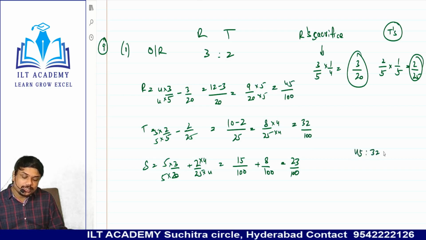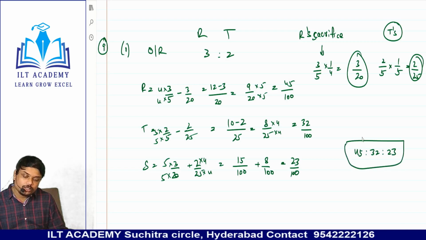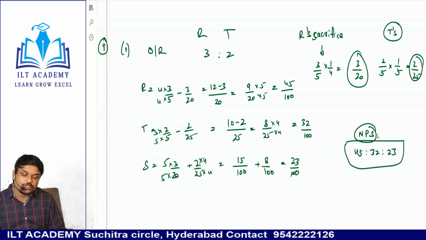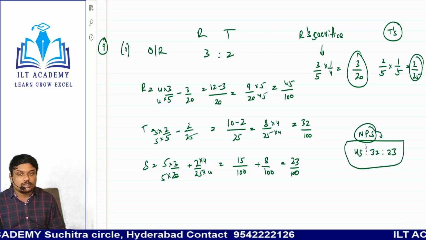45 is to 32 is to 23, this is NPS, new profit sharing ratio. Any doubts? Clear? Got it?